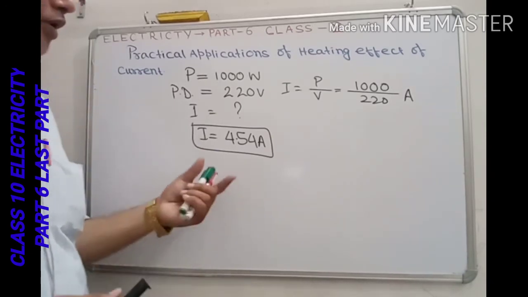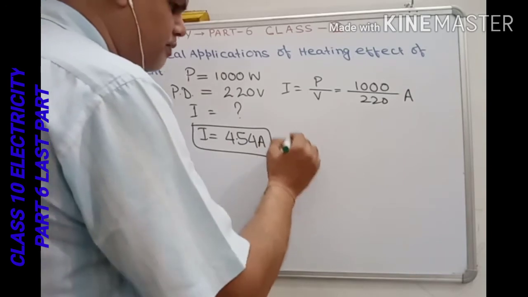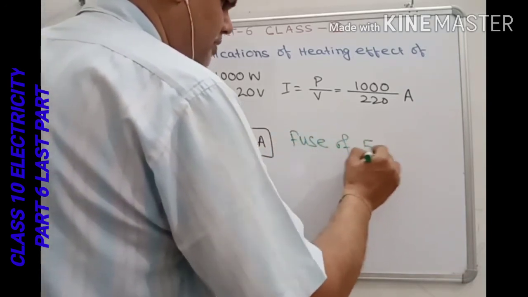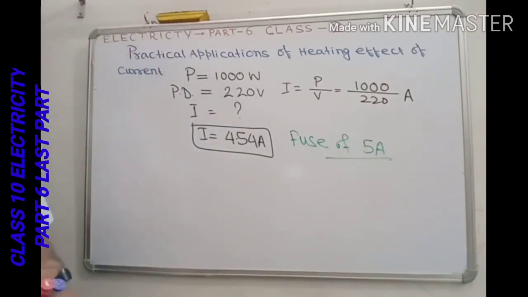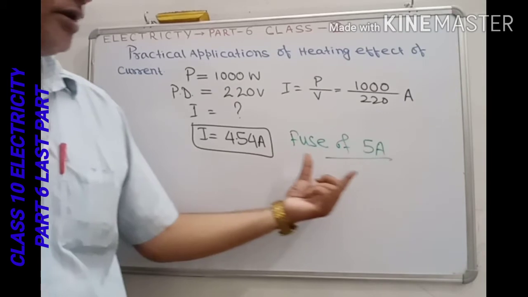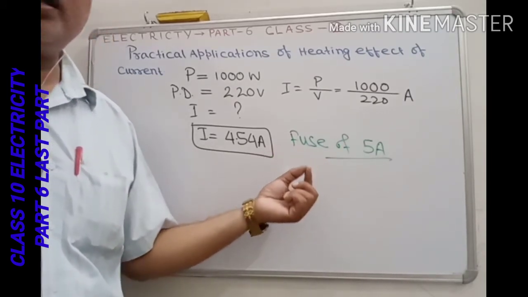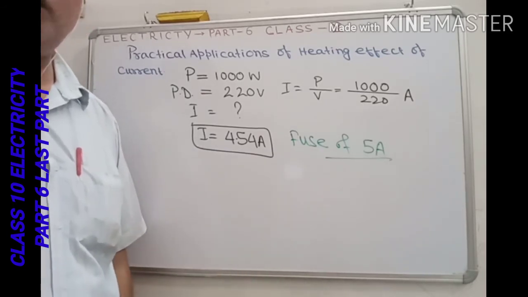So for this we have to use a fuse of 5 ampere. With this fuse, if the consumption of the current is more than 5 ampere, then this fuse will get melted, and we say that the fuse blows off.